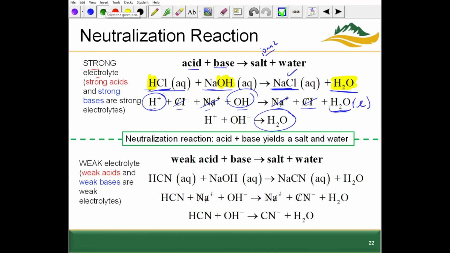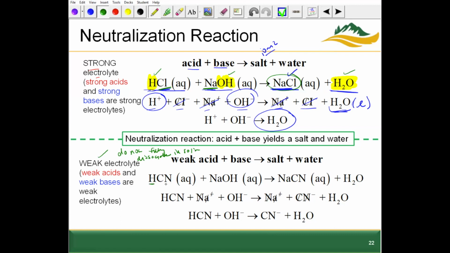So for a neutralization reaction, strong acid and a strong base, think about them forming this salt from this cation of the base and this anion of the acid. Then what's left over is H2O. What about weak acids and weak bases that are weak electrolytes? They do not fully dissociate in solution.